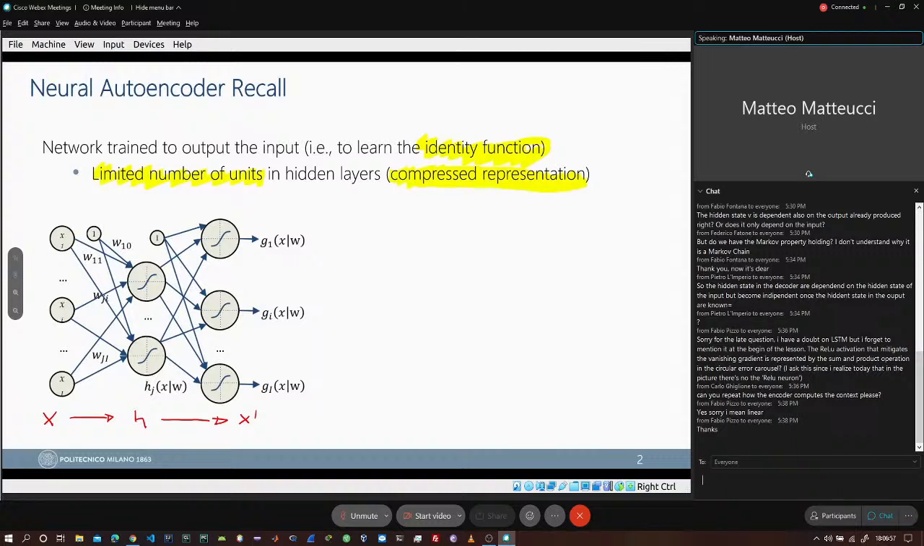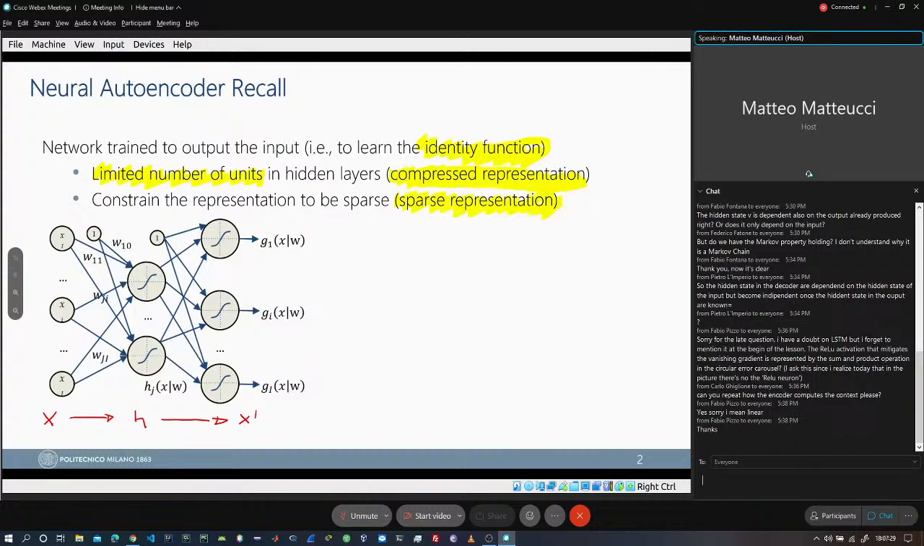The second aspect of neural autoencoders, and autoencoders in general, is that you try to make this representation sparse. What does it mean? It means that not only do you want to use fewer neurons, but you want most of those to be zero. So first, a compressed representation. Second, a sparse representation.